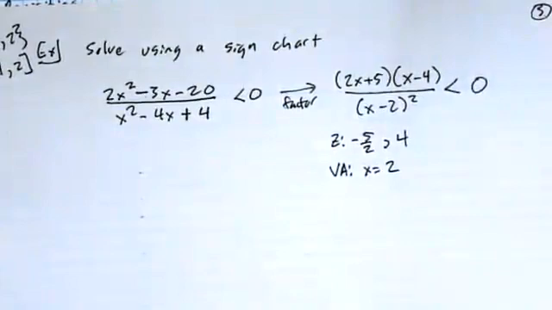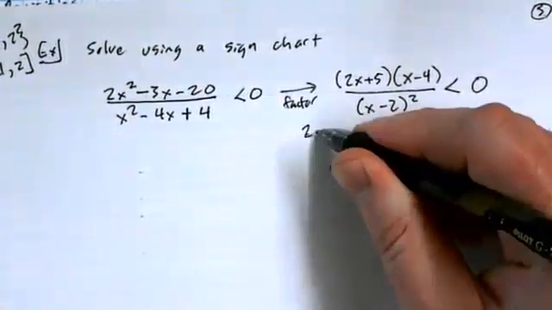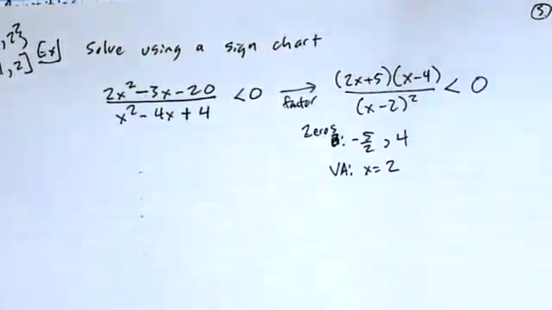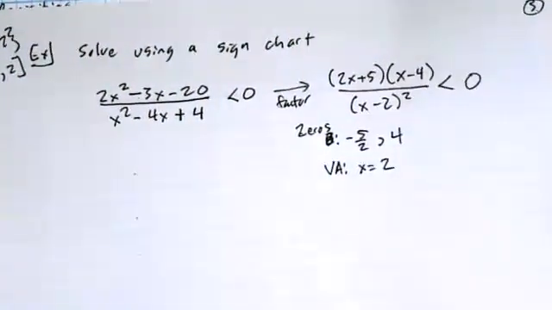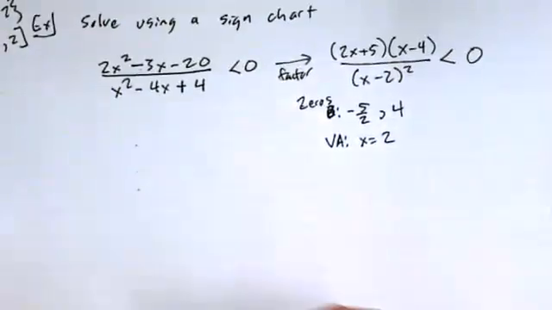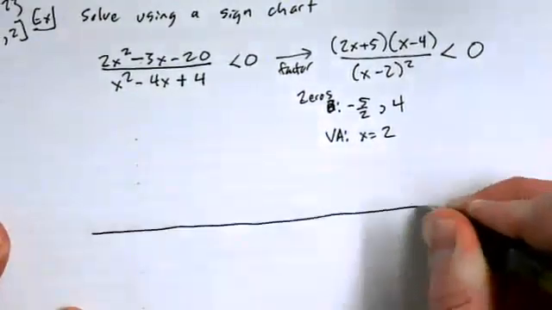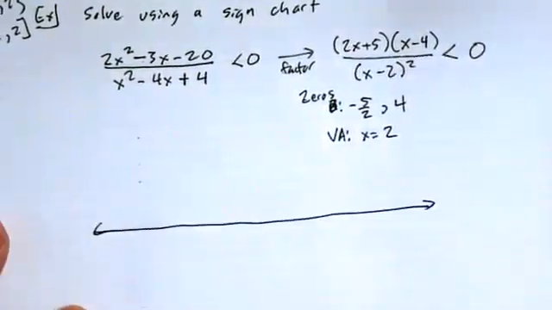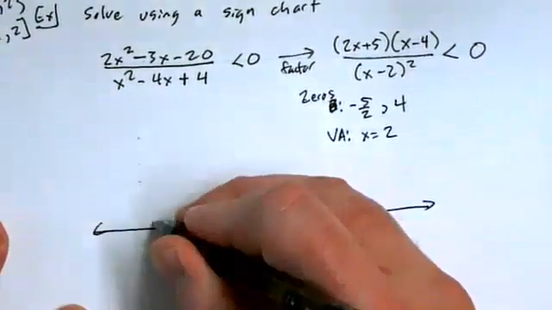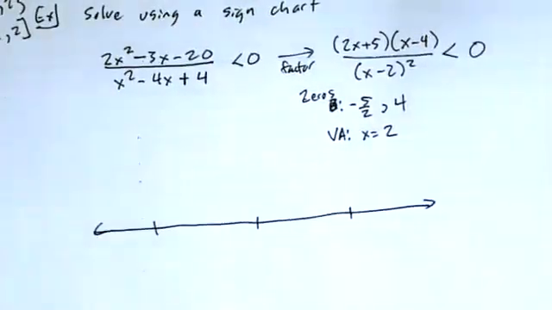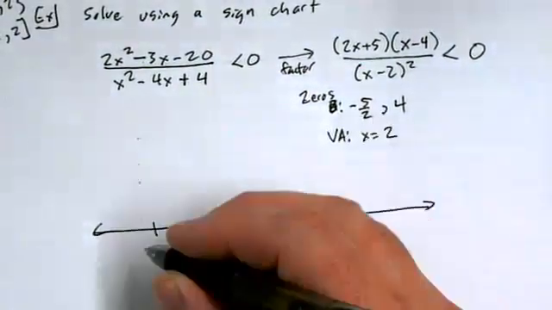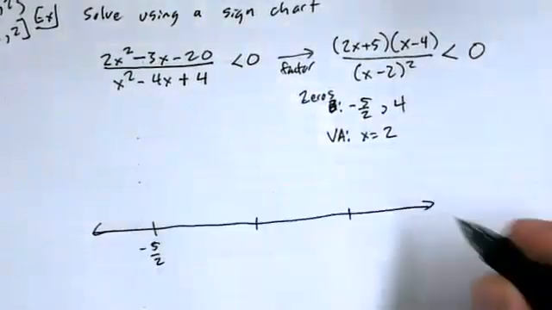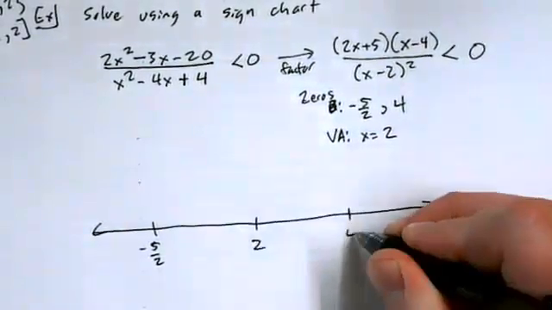The zeros of a rational function come from the factors in its numerator. So let's start building our sign chart here. Since there are 3 important values, I'm going to put 3 tick marks on here. And let's get them in the correct order. -5/2 would be first, and 2 would be in the middle, and 4 would be over here.